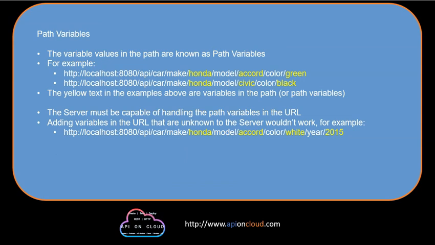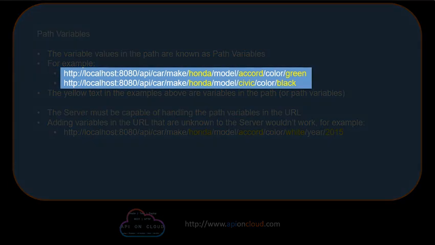What are path variables? The variable data in the path section of the URL are known as path variables. In the two URLs below, the data in the yellow-colored text are all path variables. Notice that in the second URL, path variable accord is replaced by civic, and path variable green is replaced by black. The REST API knows that these locations in the URL path contain data that changes, data that is variable.